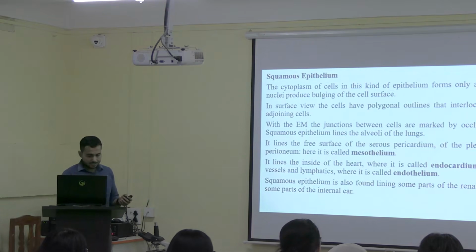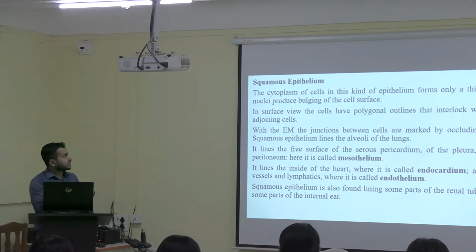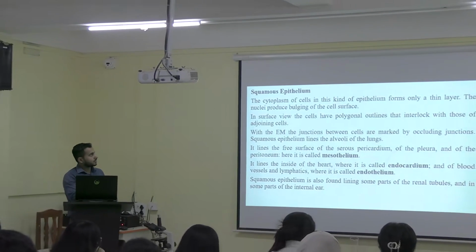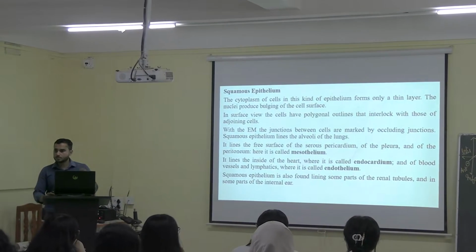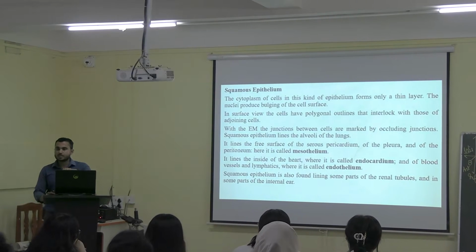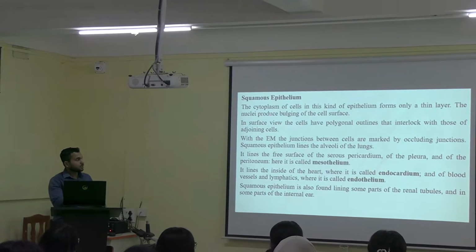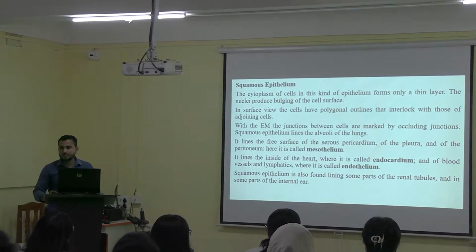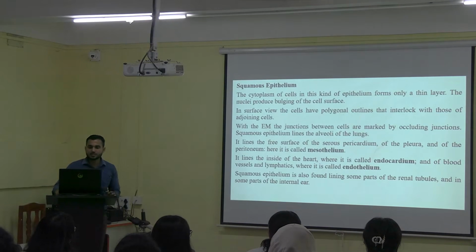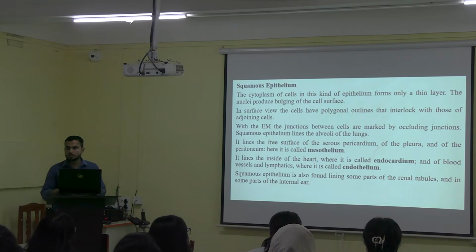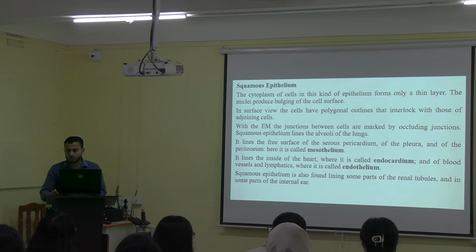Now if you want to see the details, as you can see, in simple squamous epithelium, cells are present, so inside the cell cytoplasm will be there, forming a thin layer. Now the nucleus which is present will produce a bulging on the cell. When you see that, because of the nucleus a bulging is produced, that is a very important identifying feature of the simple squamous epithelium. And the cell has a large surface area.